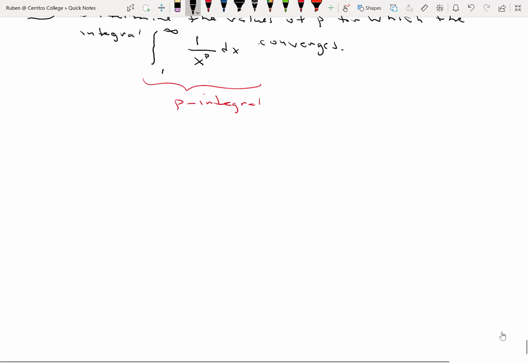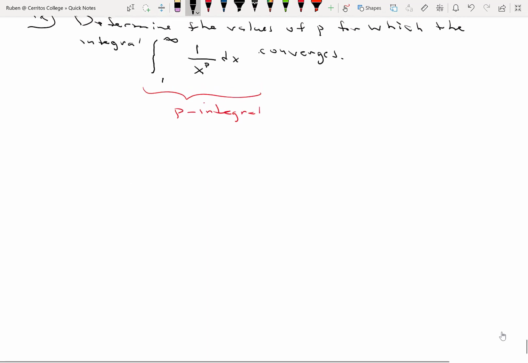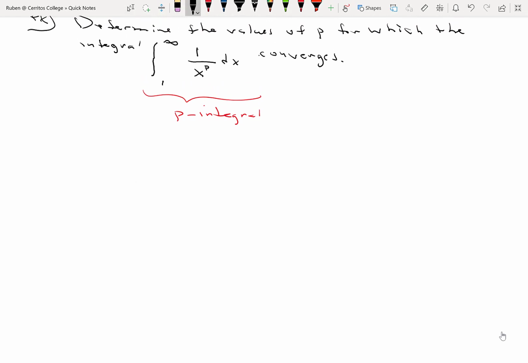Very, very important integral. So let's figure out when this integral converges and when it diverges. For some values of p it converges, for some values of p it diverges. I'm going to break this down into two cases, and I think it'll be pretty clear in a second why I'm dividing it into these two cases. Case 1: p equals 1. Case 2: p is not equal to 1.